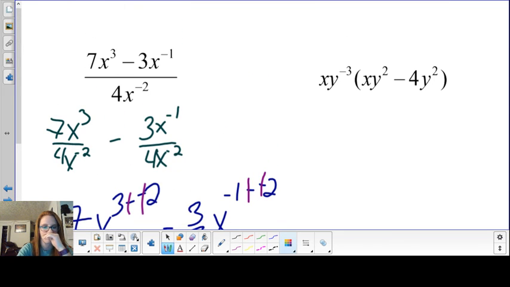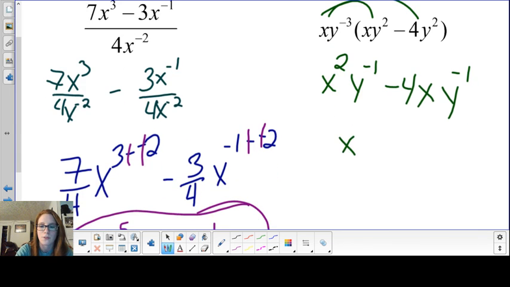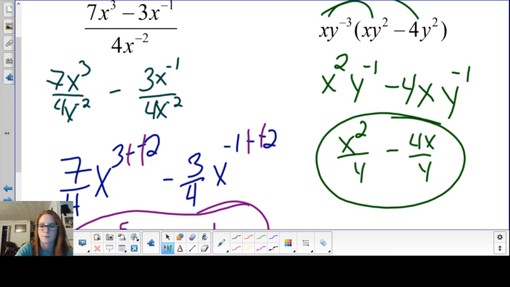Okay, last one. In this one, we're going to do basic distributing. So I have x and x, so that gives me x squared. I have negative 3 and a 2. So negative 3 plus 2 gives me negative 1. Minus 4. I don't have any x's, so it gets an x. I have y to the negative 3 plus 2 is negative 1. I don't like negative exponents, so I have x squared over y minus 4x over y. And that's it.